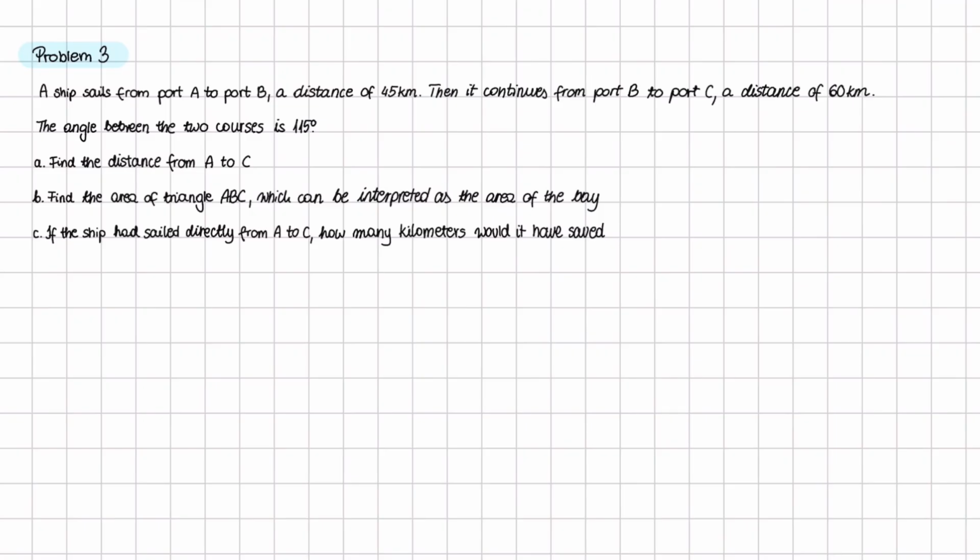Problem 3. A ship sails from port A to port B a distance of 45 kilometers, then it continues from port B to port C a distance of 60 kilometers. The angle between the two courses is 115 degrees. A, find the distance from A to C.